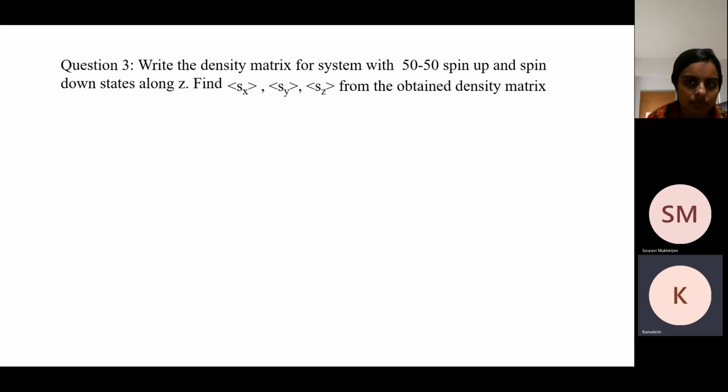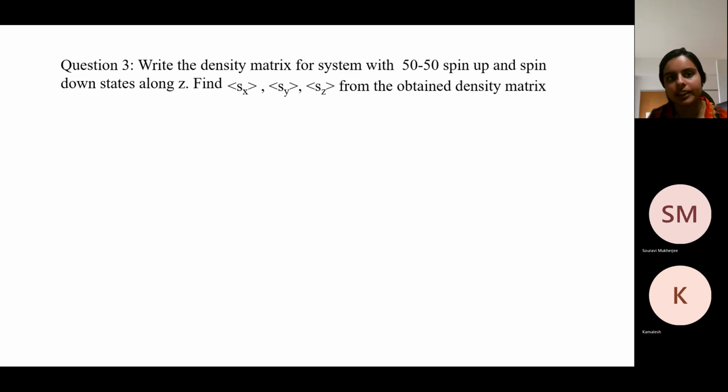1, 0 and 0, 1, right? Spin up and spin down with respect to Z. So you can write them as up state and down state. So these are your two basis vectors, right? So now it's said that your system has half probability of being in spin up and half probability of being in spin down. So how do you write the density matrix? Think physically.